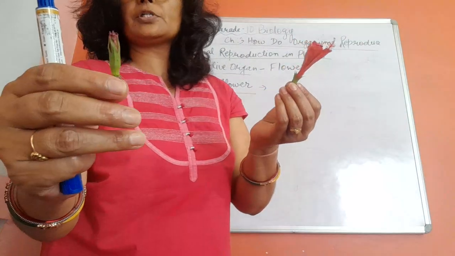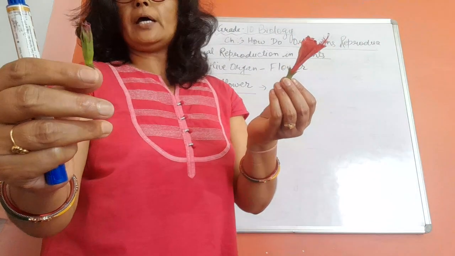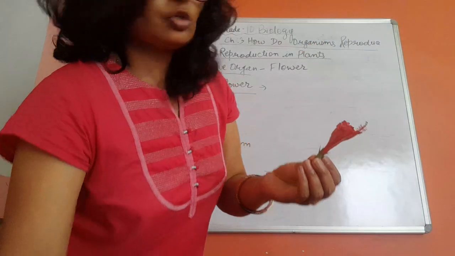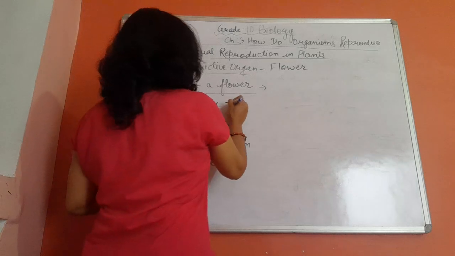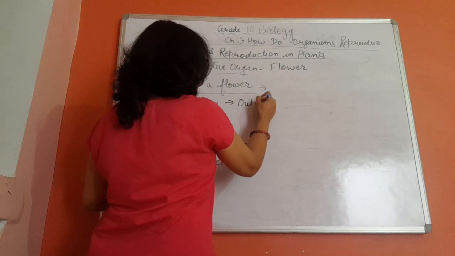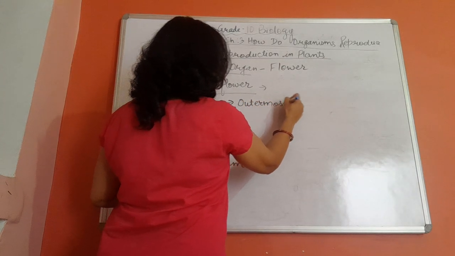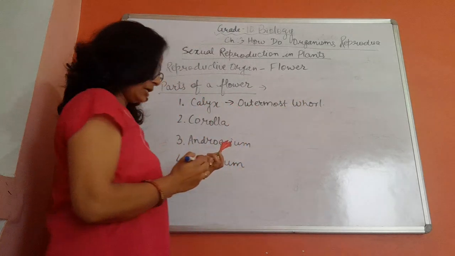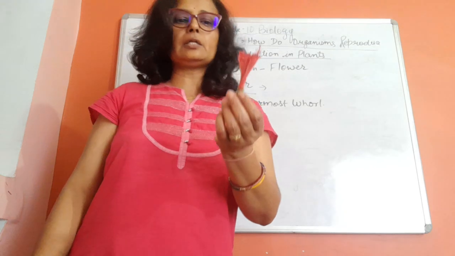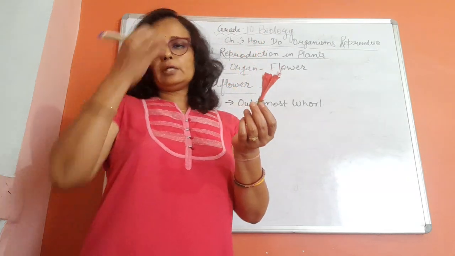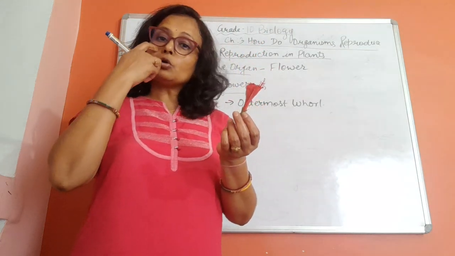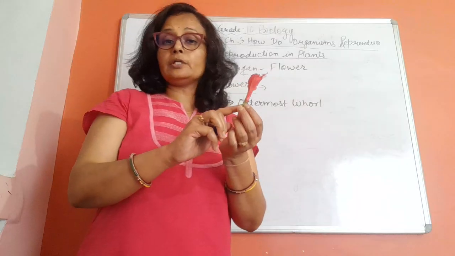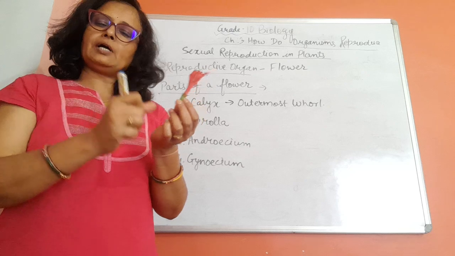Look at this bud stage flower. This is covered by a green part. This green part is called calyx. So calyx is the outermost whorl of a flower which protects the flower during bud stage. When does it protect? In the bud stage. So there is not much role of calyx for reproduction, but it is important to bloom the flower safely.